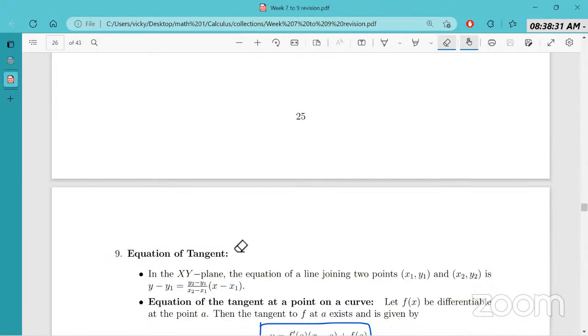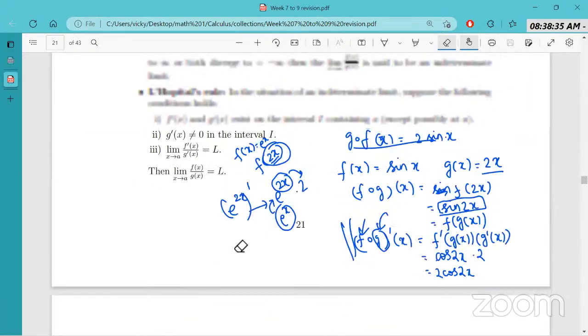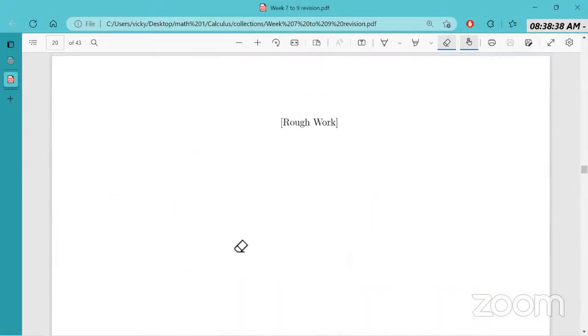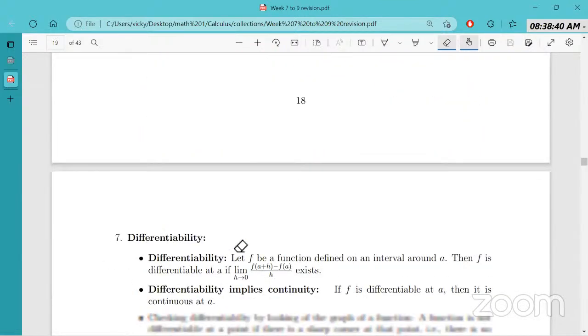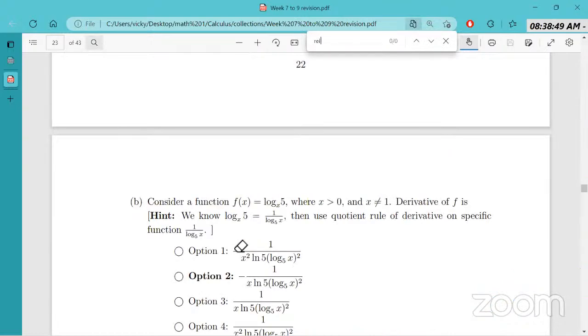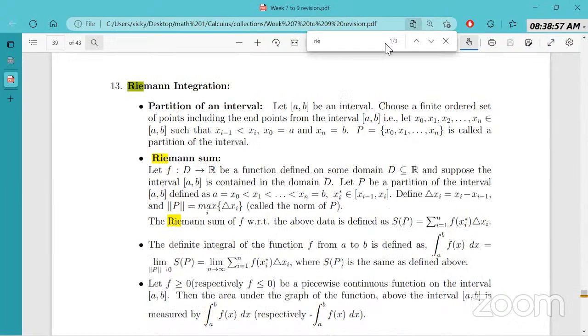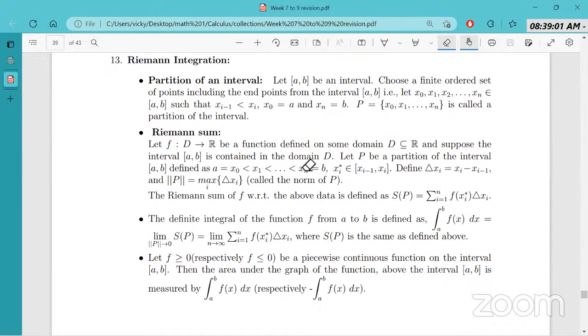This Riemann sum. Okay, maybe I'll just write it down. I'm not able to find where it is. Sir, you can use find, Control F, sir. Yeah. You can just find it and write Riemann. It will automatically be there. I think yeah, maybe.